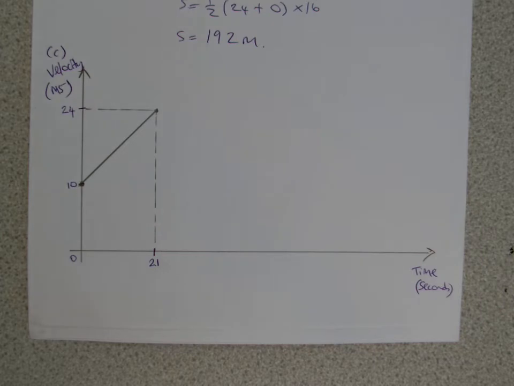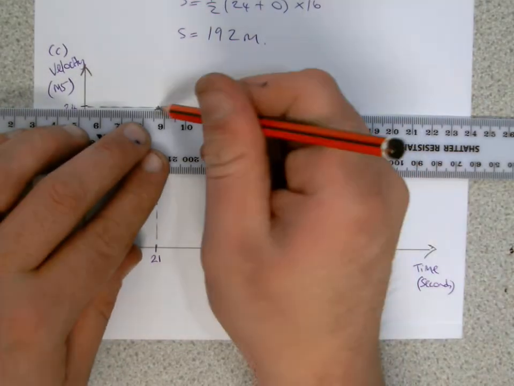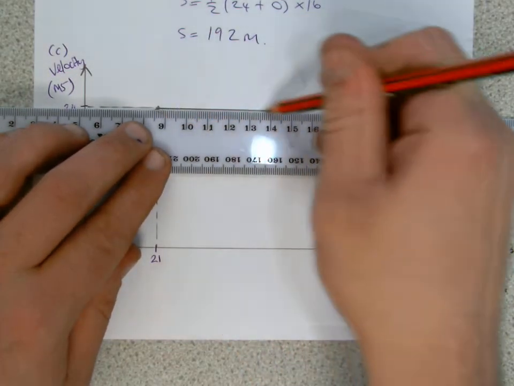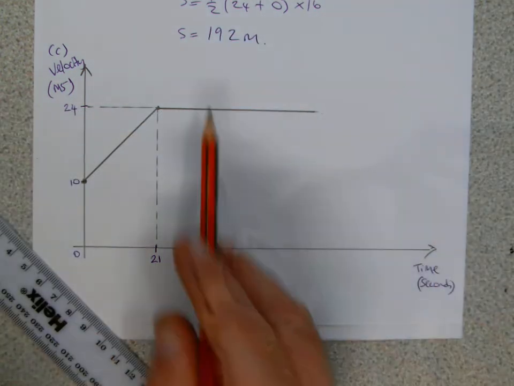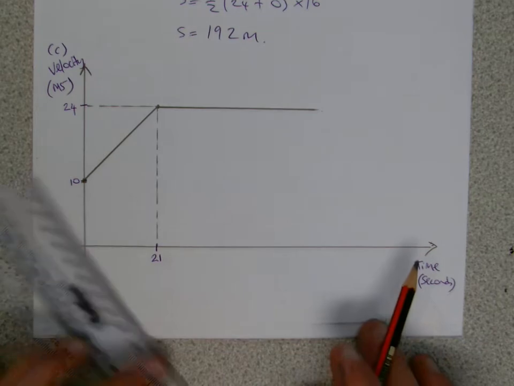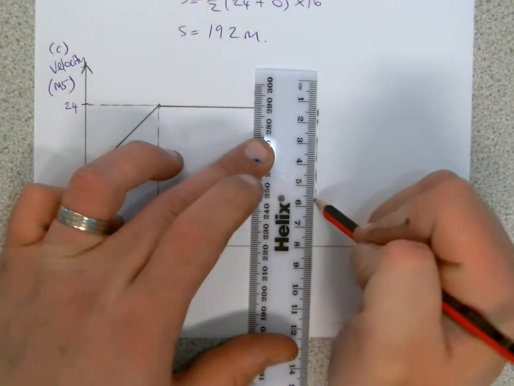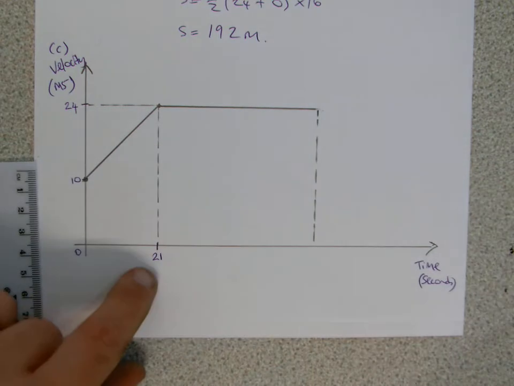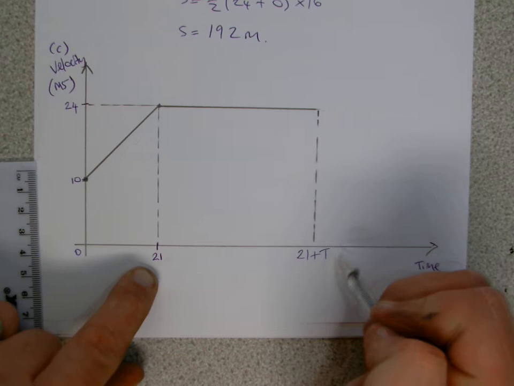And then it says it travels at the speed of 24 meters per second for t seconds. So we need to have a horizontal line to show t seconds. I don't know how long t is for, but that doesn't matter. You just show we've got a constant speed of 24 for t seconds. In terms of what I put down on my axes, we've had a further t seconds added on to that 21. So we need to do 21 add t.